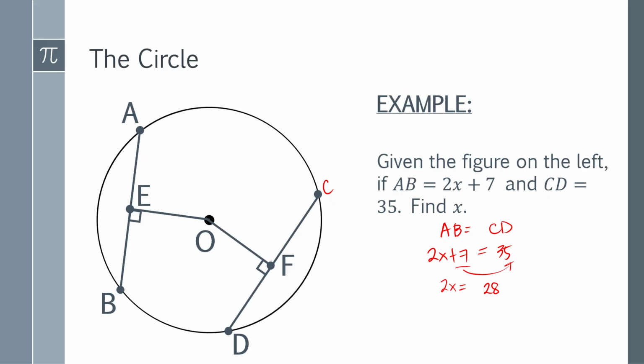28. Then divide both sides by 2. Correct me if I'm wrong. X is equal to what? 28 divided by 2 is 14. So the value of x here is 14. I hope that you get this one.